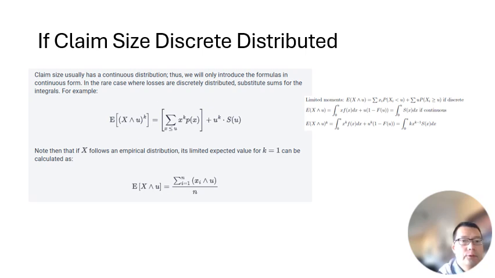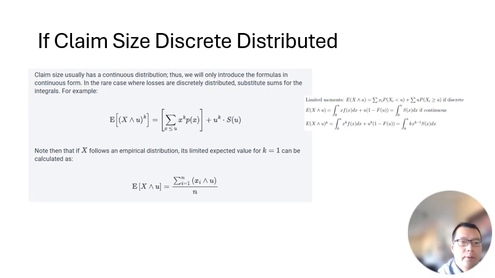Then you have to substitute sums for integrals. So here is the formula for the discrete distribution. The expected value of (X∧μ)^k will become this plus this, which is comparable to the right side.